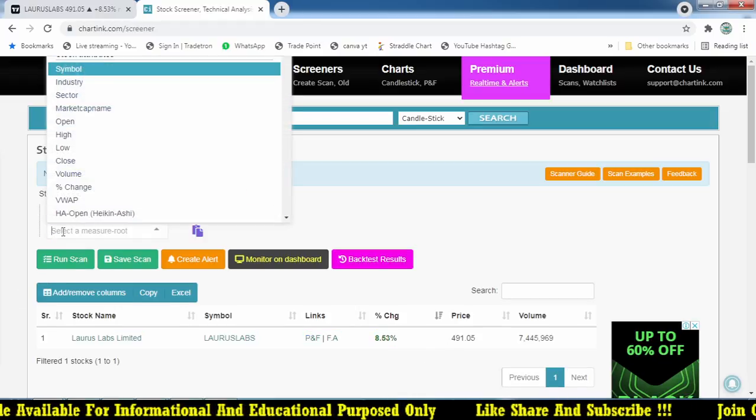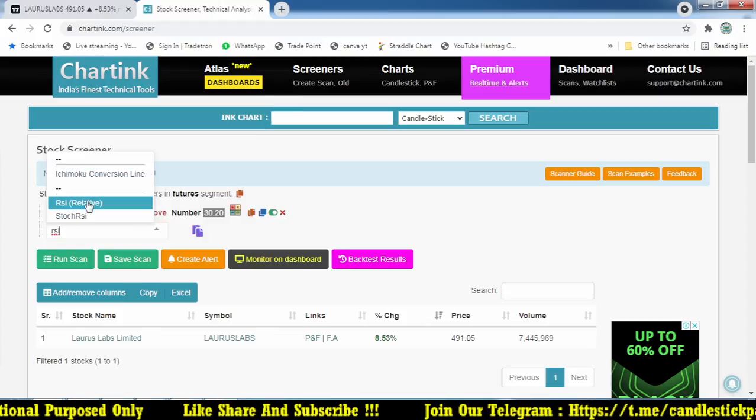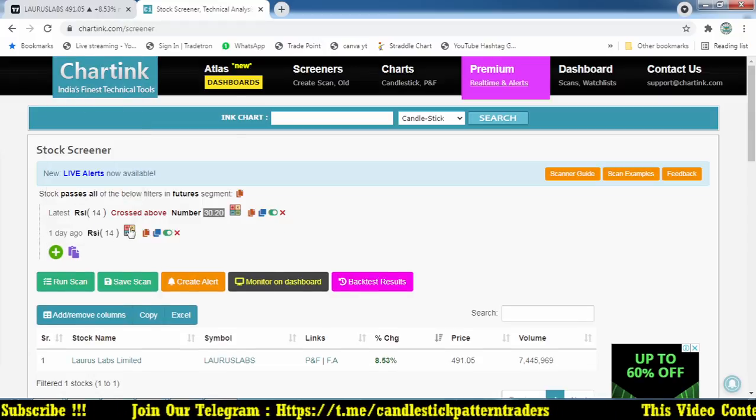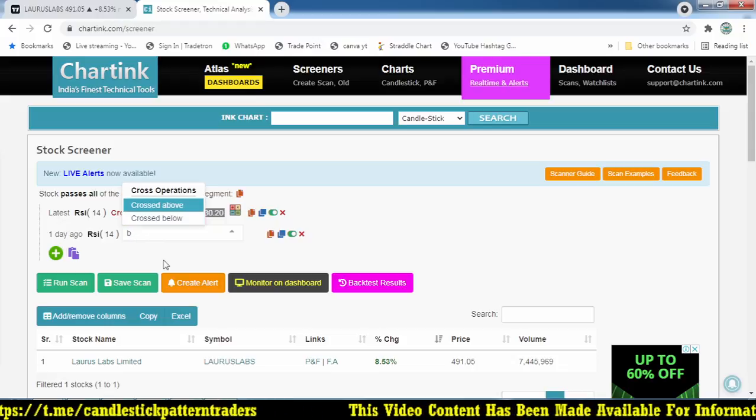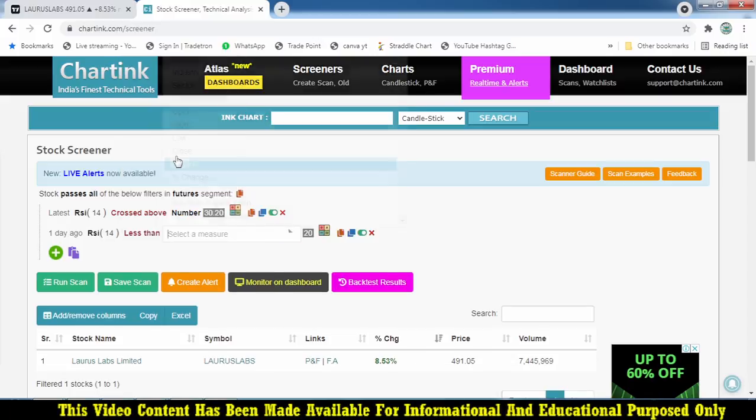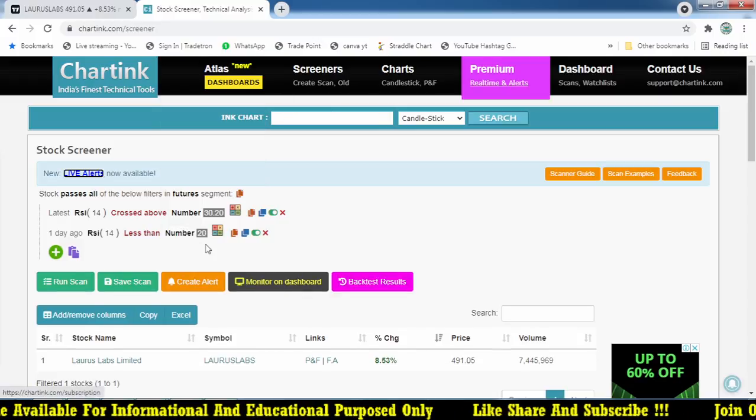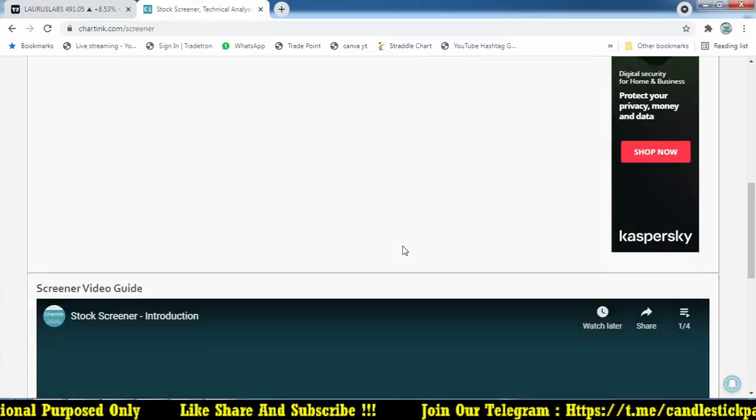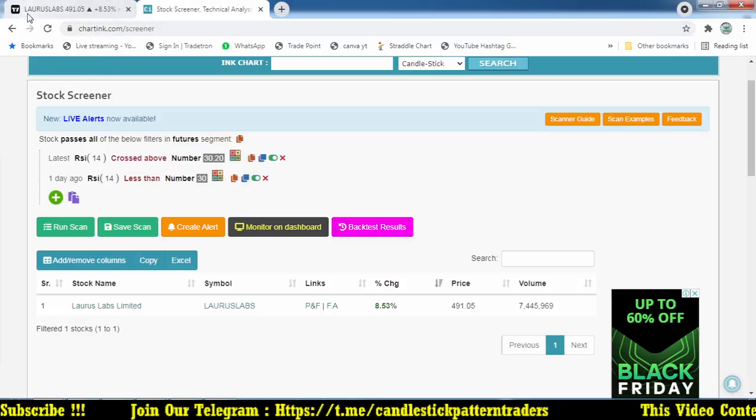Another important thing which we are going to find out here is the RSI of the previous day. That means one day ago the RSI should be below, less than the number 30. So you will see that stock. This is the way where we can find such a lowest level reversal stock.